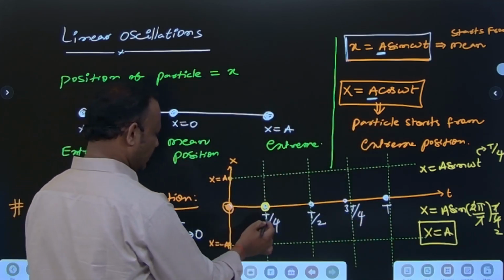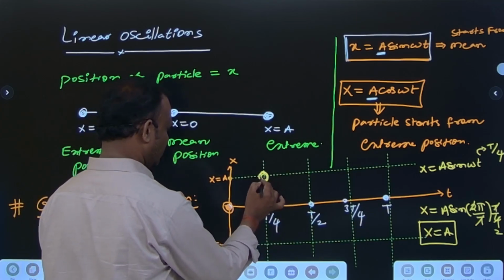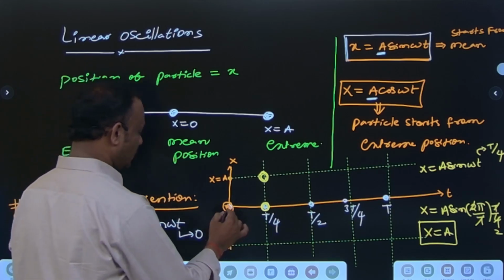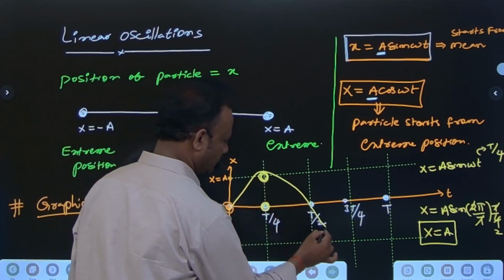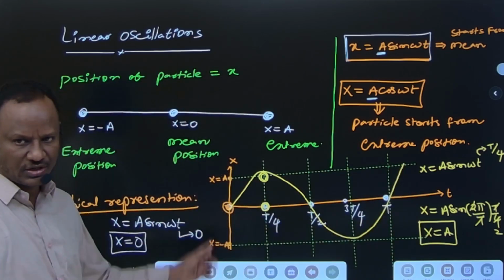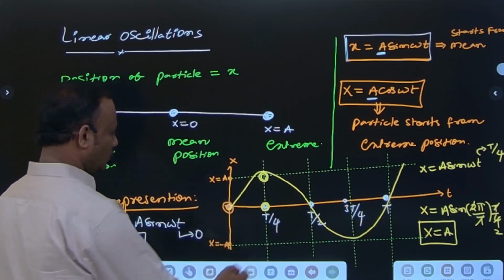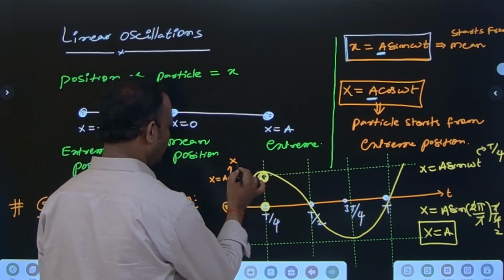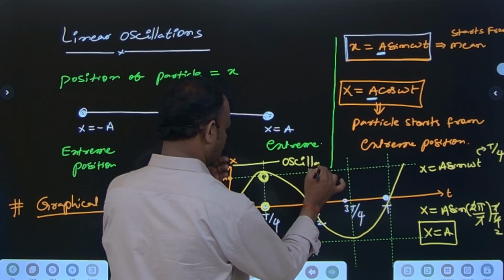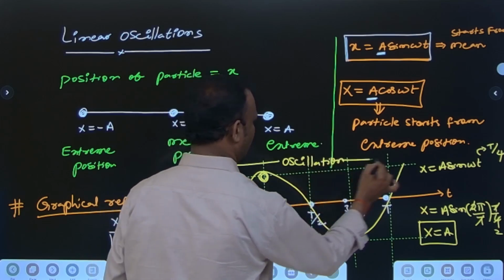So at T by 4, this is A. Like that, the wave is sinusoidal. It's a sinusoidal wave. Okay. So from here to here is called one oscillation.